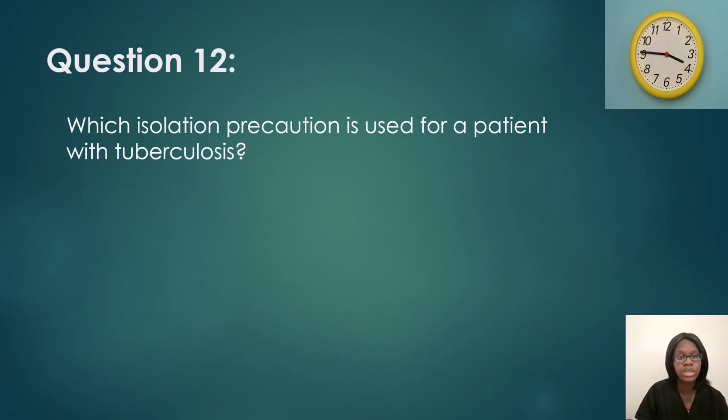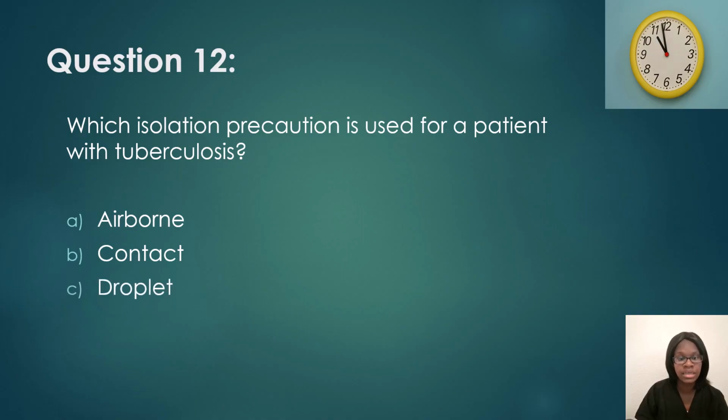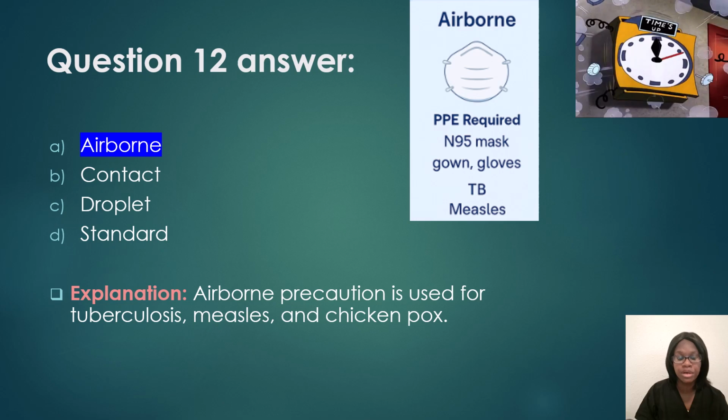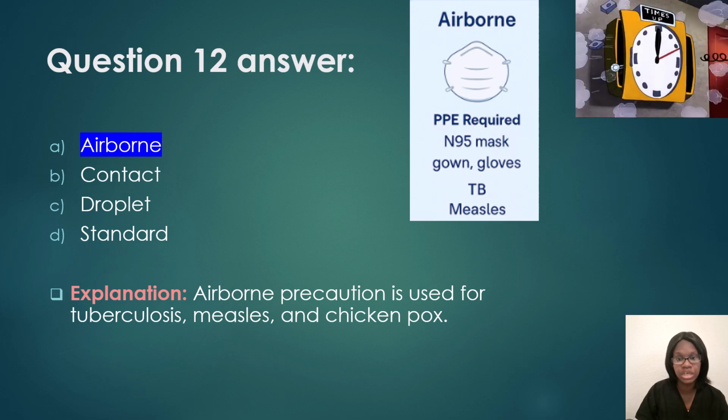Question 12. Which isolation precaution is used for a patient with tuberculosis? A, airborne, B, contact, C, droplet, D, standard. All right, the correct answer is A, airborne. Airborne precaution is used for tuberculosis, measles, and chickenpox.